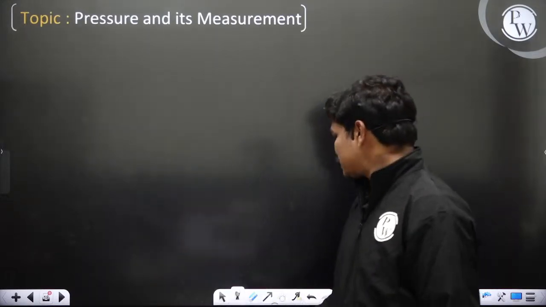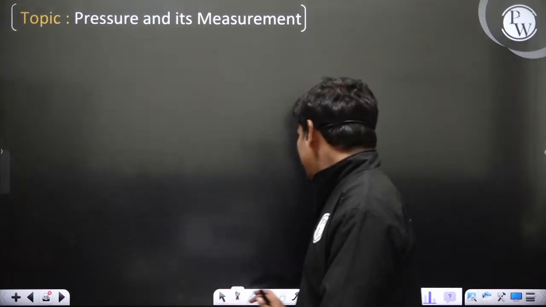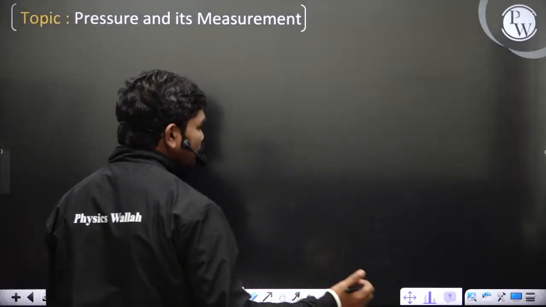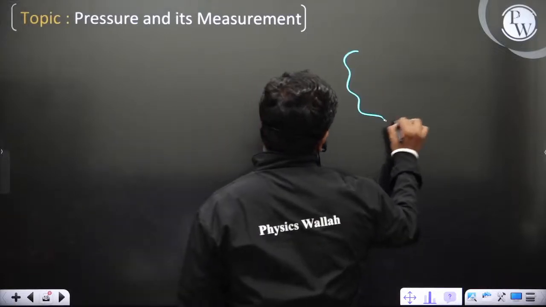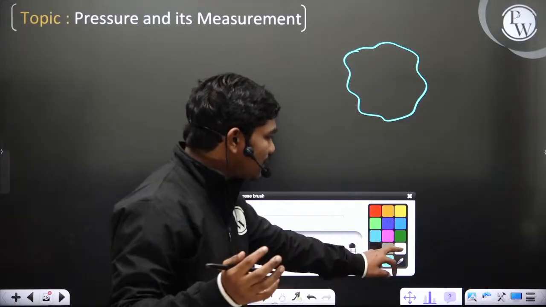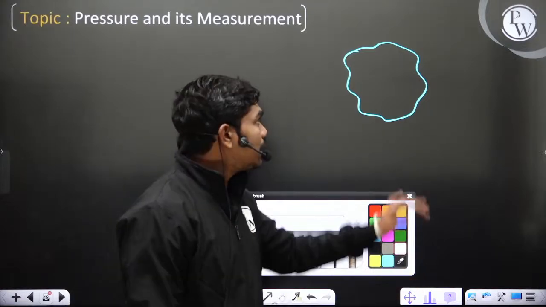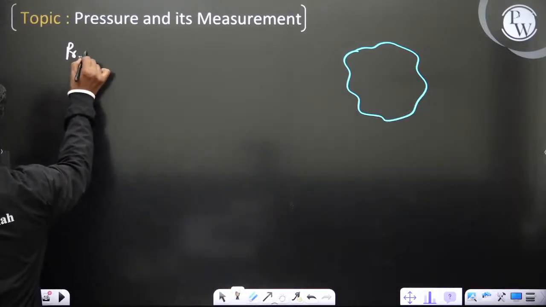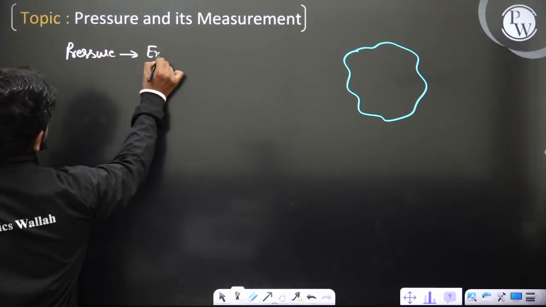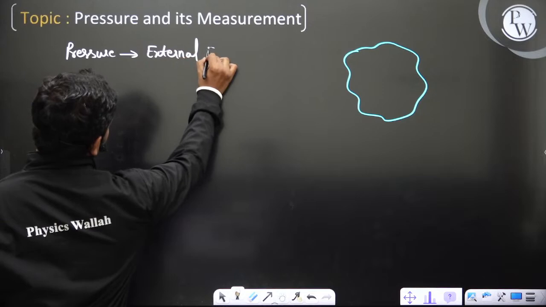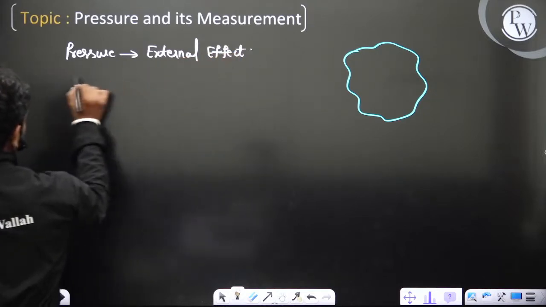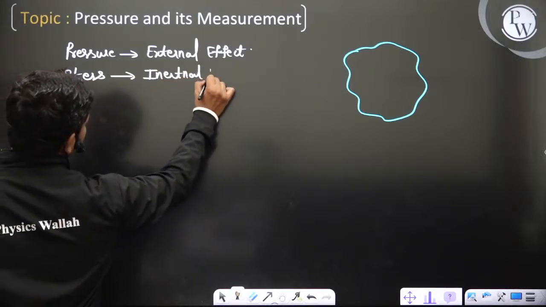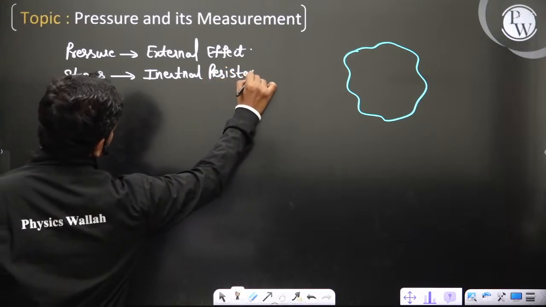Clear? Now this pressure and its measurement, let us see a bit of simple idea. Obviously looking at the formulas, pressure and stress will have the same units, but stress is an internal effect which gets generated inside the body, and pressure is due to the external effect of fluid on any body. Pressure is normally due to external effect, stress is due to internal resistance. The intensity of this internal resistance is generally called stress, and the intensity of external effect is called pressure.